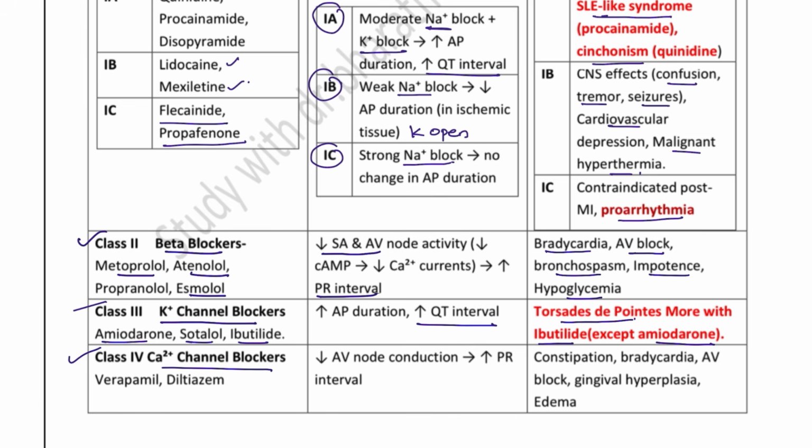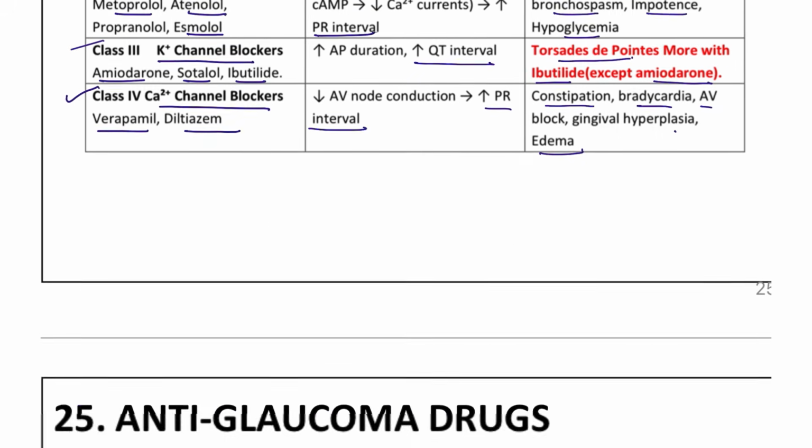Class 4, calcium channel blockers: verapamil and diltiazem. These are drugs which can be given to patients with alternative conditions such as asthma. We can give this, and it will also increase the PR interval. Constipation, bradycardia, AV block, gingival hyperplasia and edema will be seen in this patient.